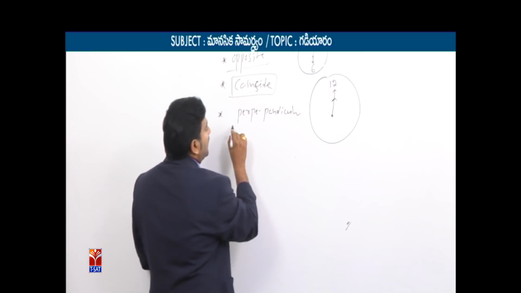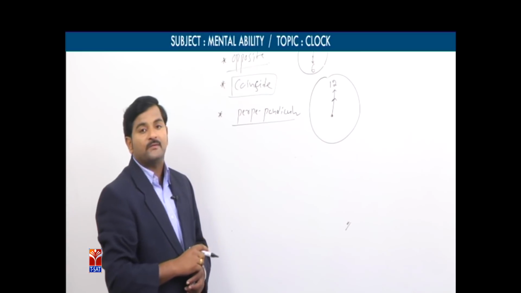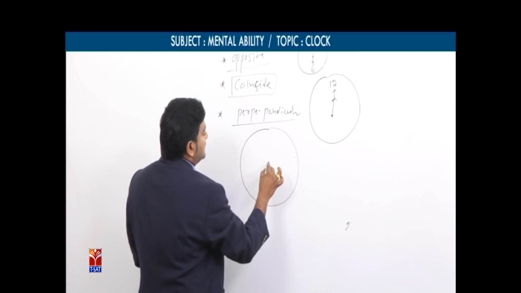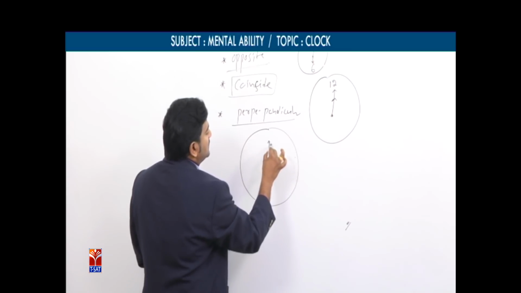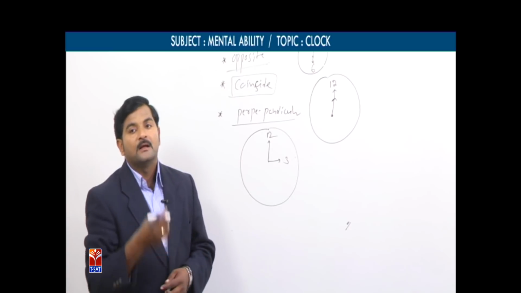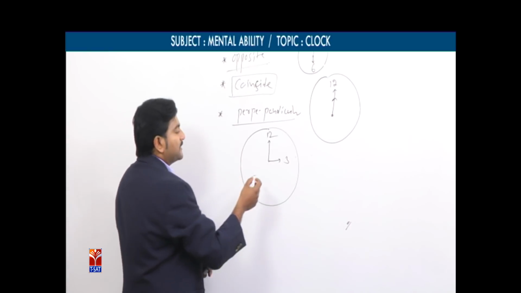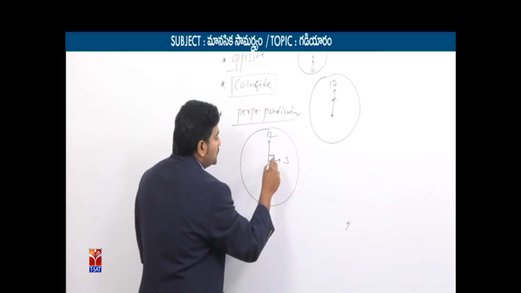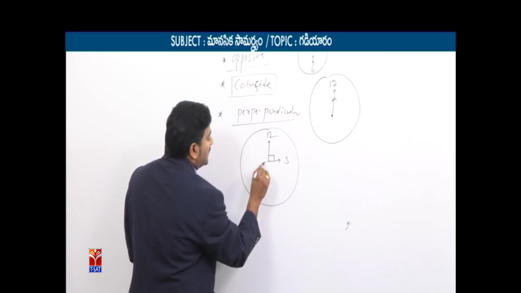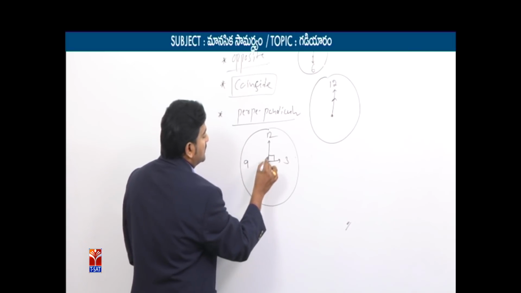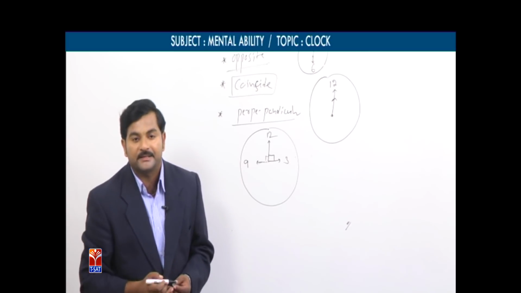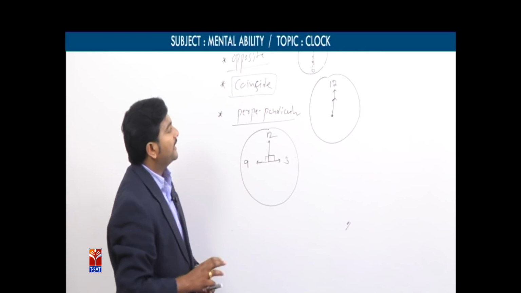Similarly, if you talk about the perpendicular part, this also we'll take by discussing a small diagram. So let's say now the time is exactly either 3 o'clock or 9 o'clock. At 3 o'clock, the angle between these two hands equals 90 degrees. Or instead of 3 o'clock, we can take 9 o'clock also. At 9 o'clock also, the angle between these two hands is 90 degrees. So these are the three more important points in the clock topic.